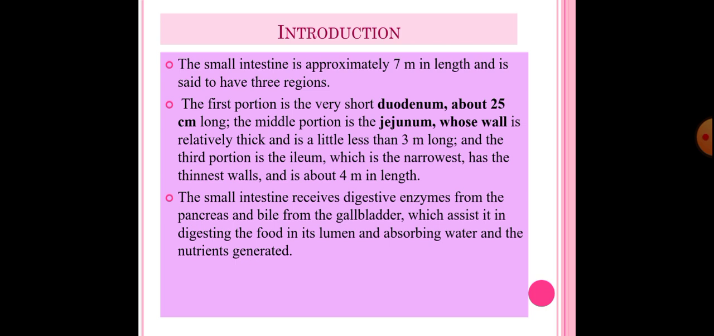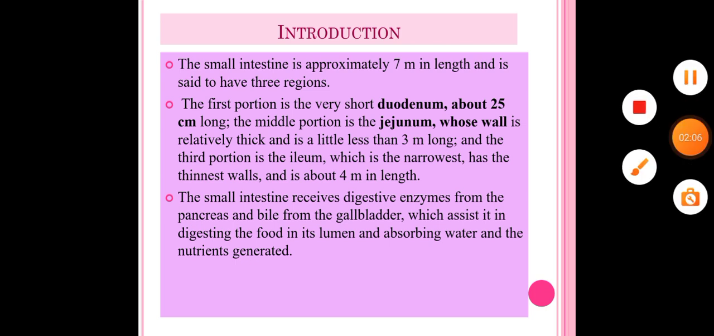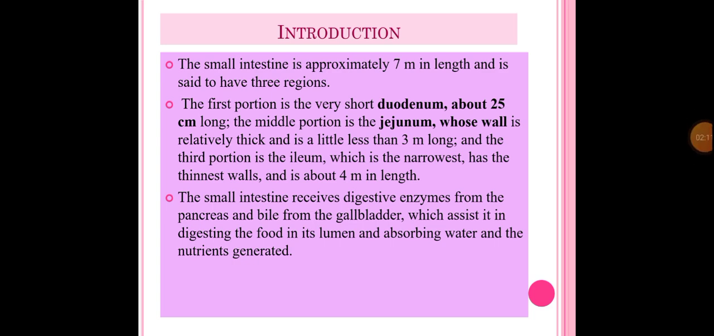As all of you know, the liver synthesizes the bile salts, which are helpful in the digestion of lipids. They break down the larger particles of lipids into small micelles. So all of this is received by the duodenum and assists in the process of digestion, and simultaneously the absorption of the digested nutrients occurs in the duodenum.